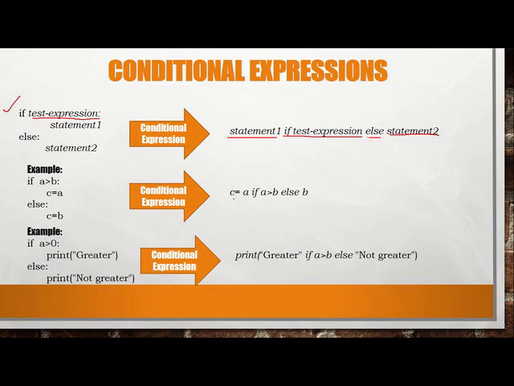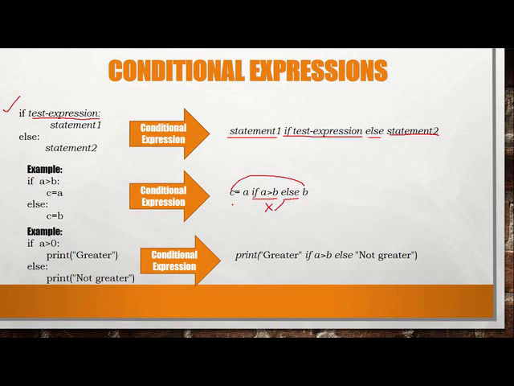C equal to A. So C will be A only when A is greater than B. Similarly, C will be B. When will C be B? When A is no longer greater than B. So if this condition is not satisfied, in that case, whatever statement you have written after else will get executed, and that particular value gets stored inside C.